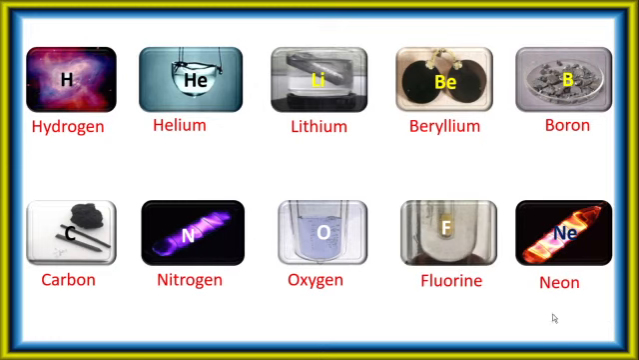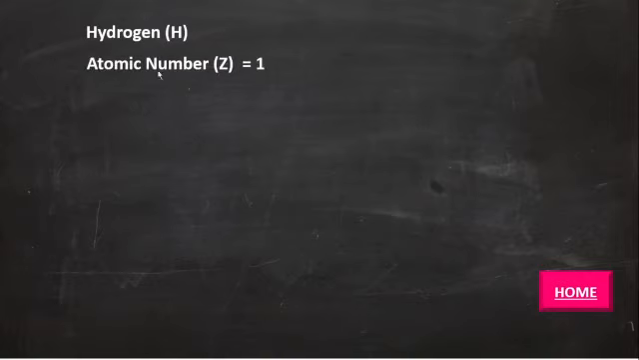Okay, so here I have created buttons for each element, and if I click on any button, it shows its atomic structure and its electronic configuration. So here I am going to click on the hydrogen button. Okay, see here hydrogen H, atomic number Z equal to 1.